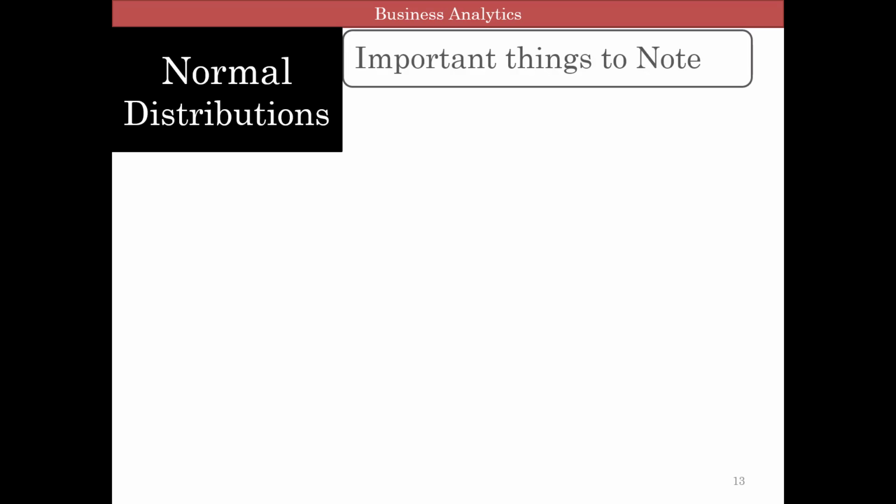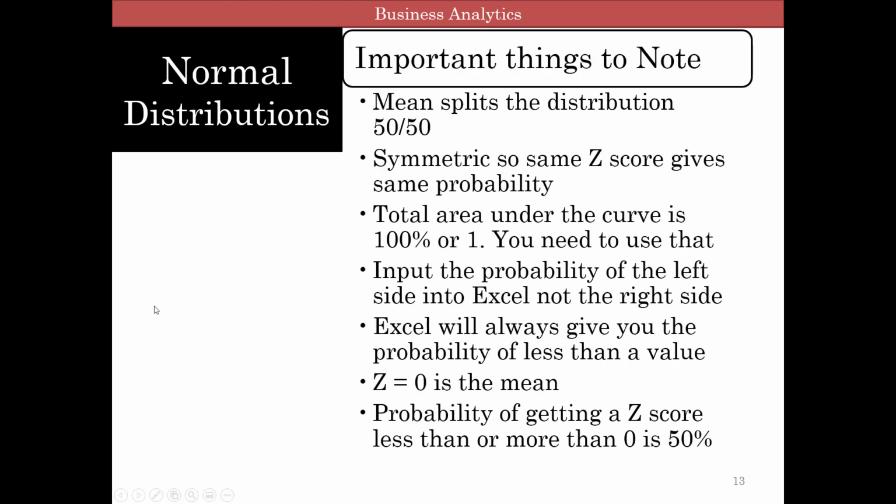Some important things to remember about normal distributions before you go on to the next lecture. Important to note, the mean splits the distribution exactly into half, 50% to the left, 50% to the right. Normal distribution is symmetric, so the same z-score gives you the same probability. Total area under the curve is 100%. You need to use that when you want to calculate probabilities which are greater than a value. If you are asked to input a probability, it is always the probability of the left side, or less than a value, not greater than the value.